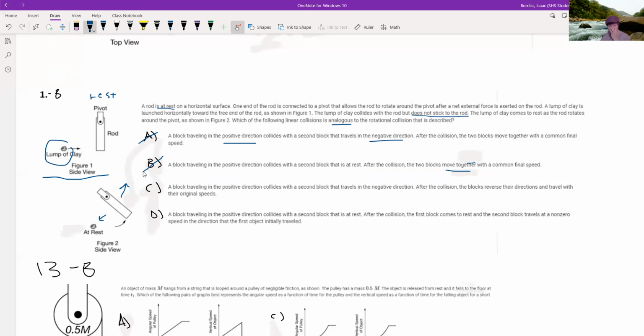A block is moving in the positive direction. Just like A, that's not true. A block is moving in, and why that's not true is because after the collision, the first block goes to rest. The second block goes in the direction that the first block originally traveled. That is what happens. So that's the answer.